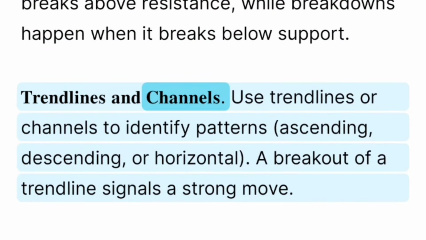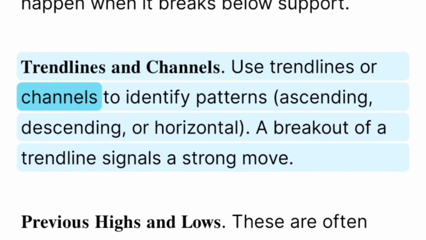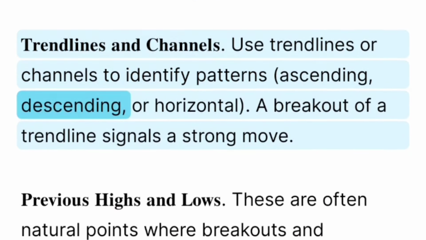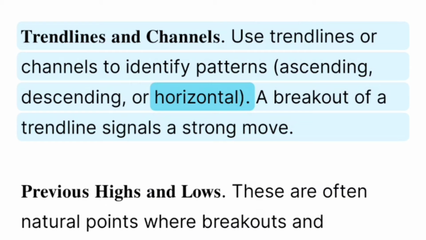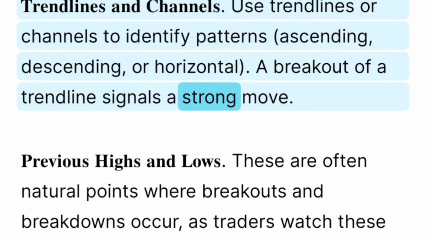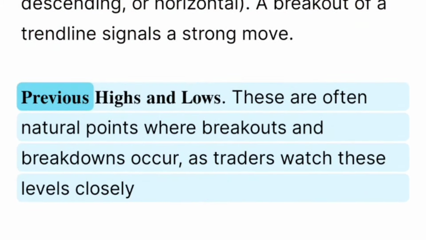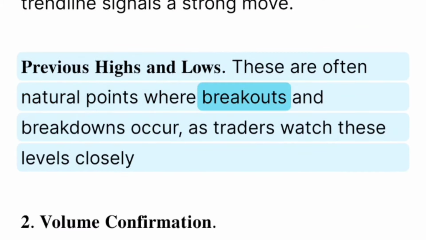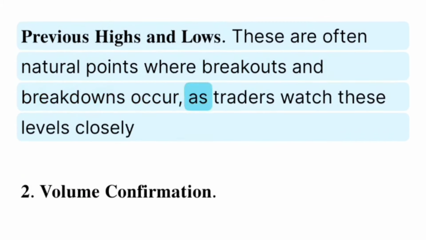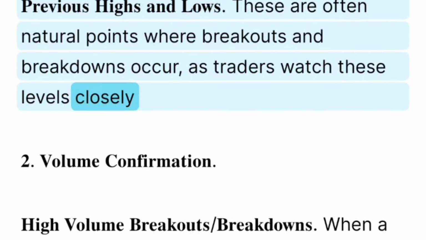Trend lines and channels. Use trend lines or channels to identify patterns, ascending, descending, or horizontal. A breakout of a trend line signals a strong move. Previous highs and lows. These are often natural points where breakouts and breakdowns occur, as traders watch these levels closely.